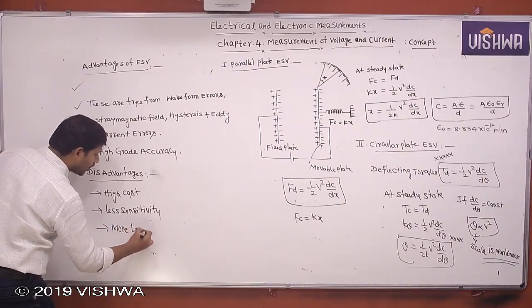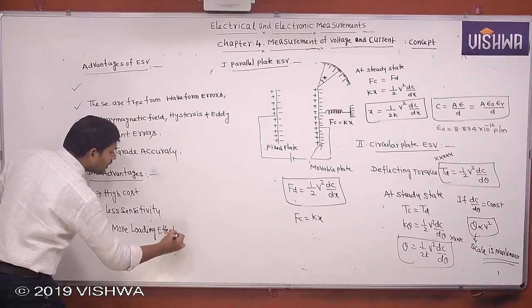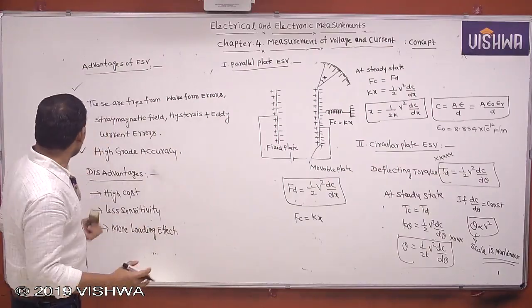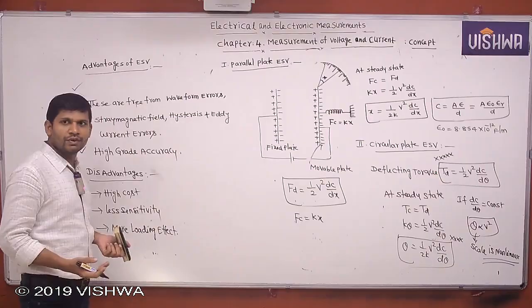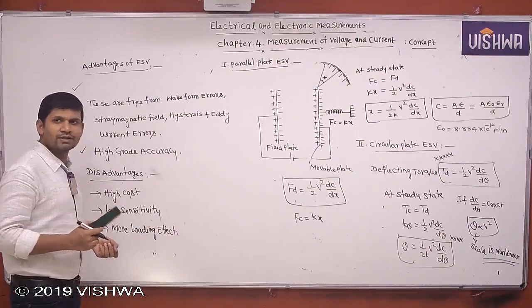These are the main problems with the electrostatic voltmeters. Even the size is very large, the voltmeter size is very large with respect to an electrostatic voltmeter. Okay, these are the main points you remember with respect to advantages and disadvantages.